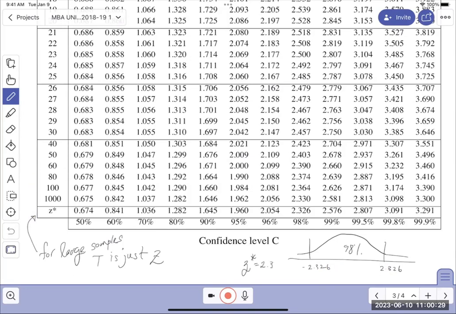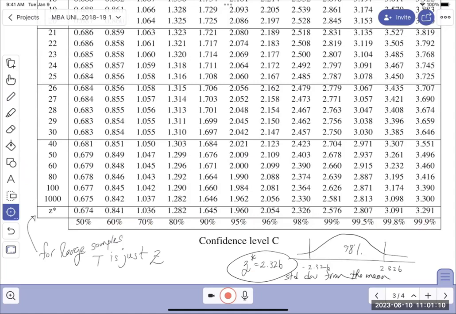Because the formula that we're going to talk about now uses Z stars, just plus or minus, like I did, the mean plus or minus a number of standard deviations from the mean. Z star is the number of standard deviations from the mean. Okay, so that's how we use this for now.